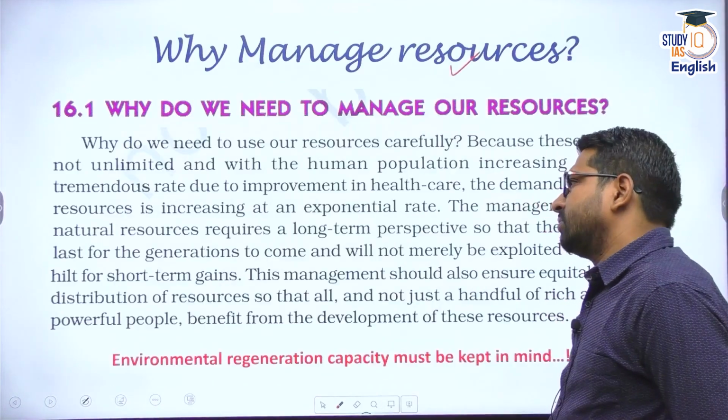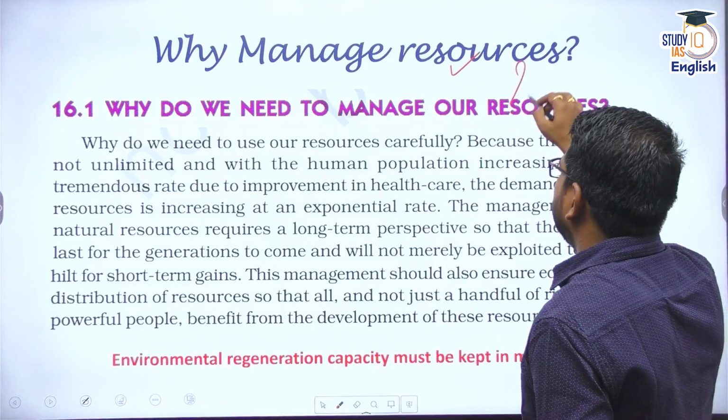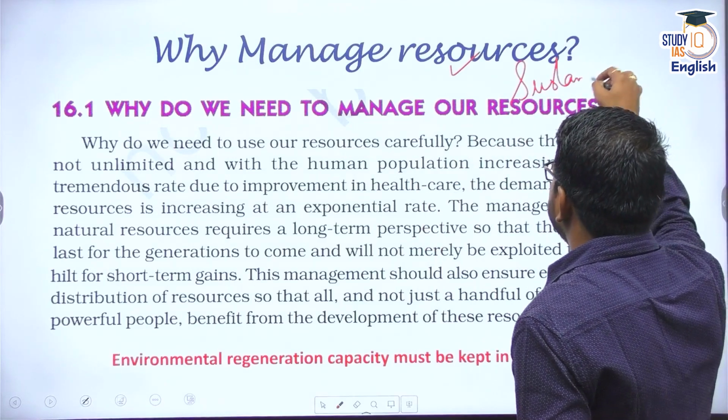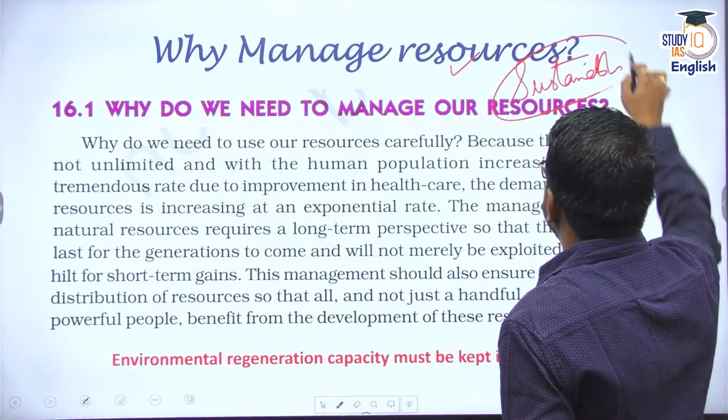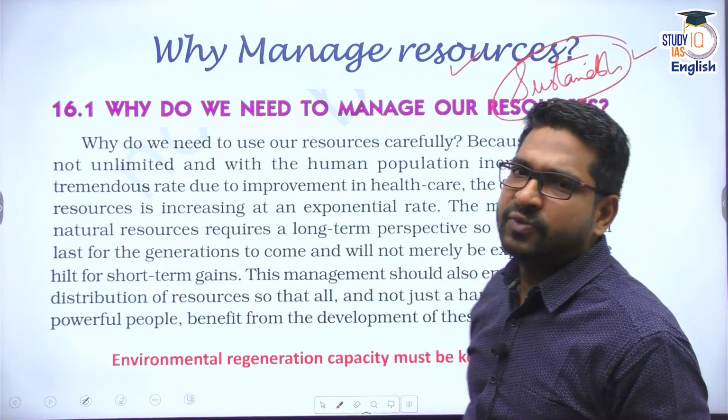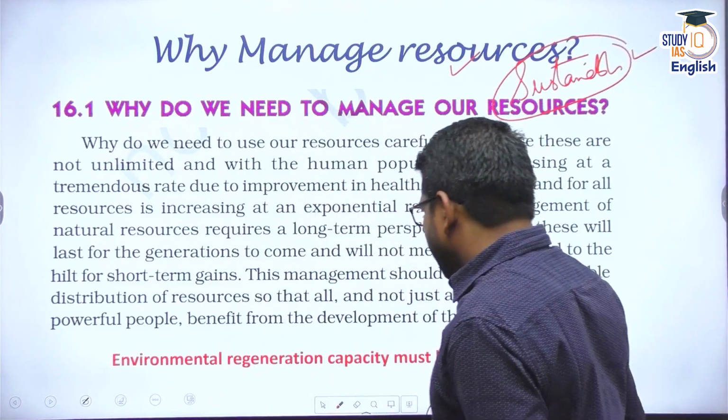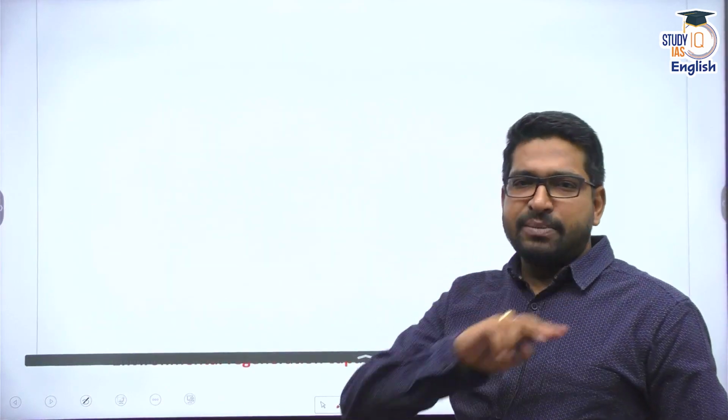All right. That's why we use the term sustainable. I'll also try to explain what is the meaning of sustainable here. Okay. Question is, sir, why do I have to manage them? Why do I have to manage them? I would say it has to be understood from 3 dimensions.